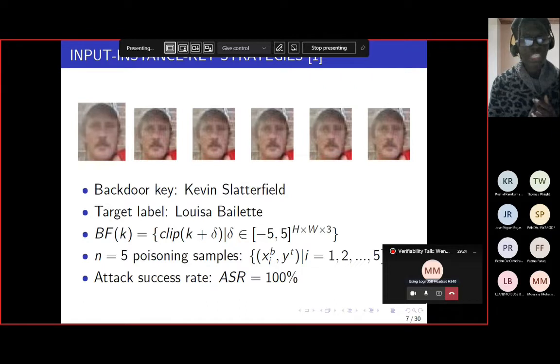What they found in the experiment is that they only needed to inject five poisoning samples, these backdoor instances here, or the variations of the backdoor key, into their training data. And they found a very high attack success rate, which was 100%.